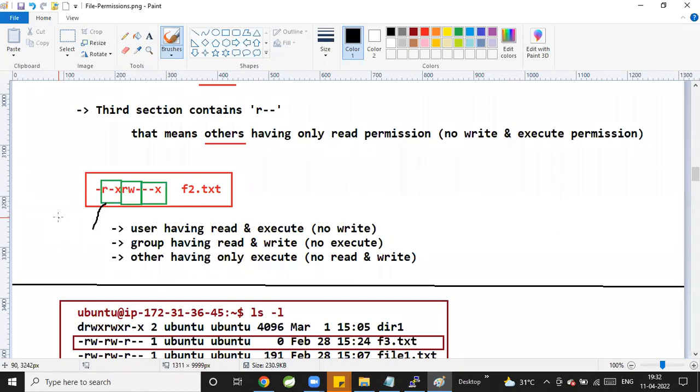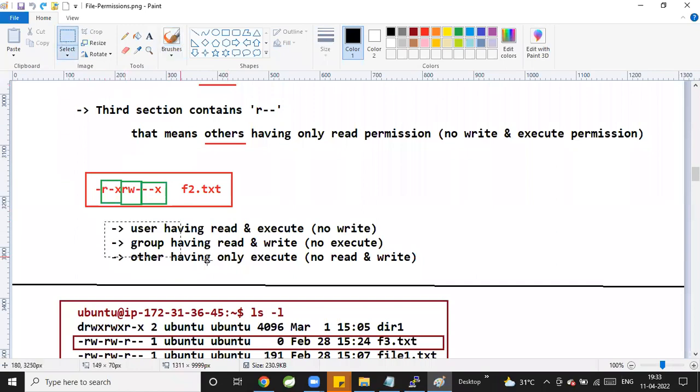That means user having read and execute, no write permission. Group contains read and write, no execute. User doesn't have write permission. Group doesn't have execute permission. Others don't have read and write permission. Are you clear with this one?